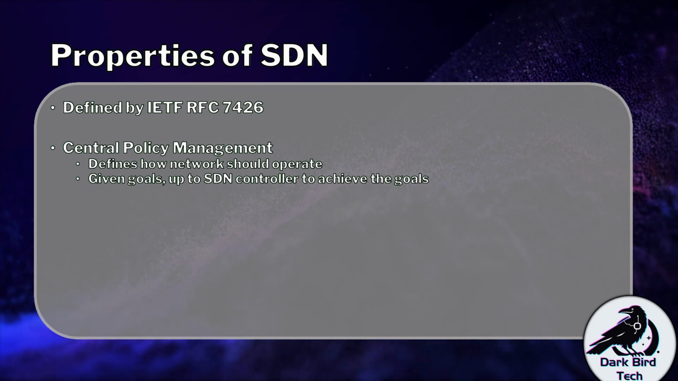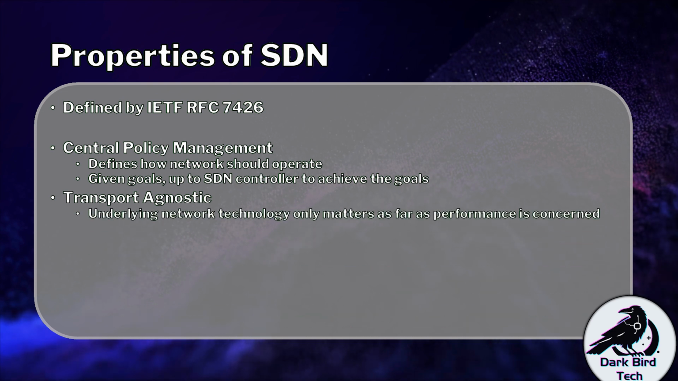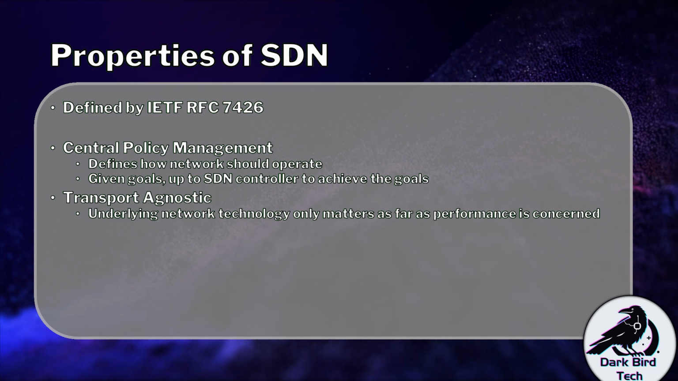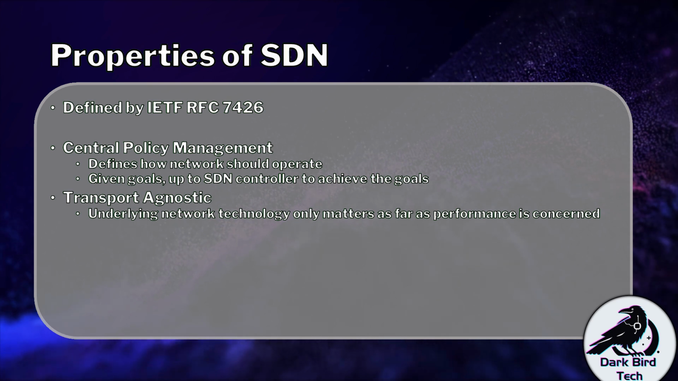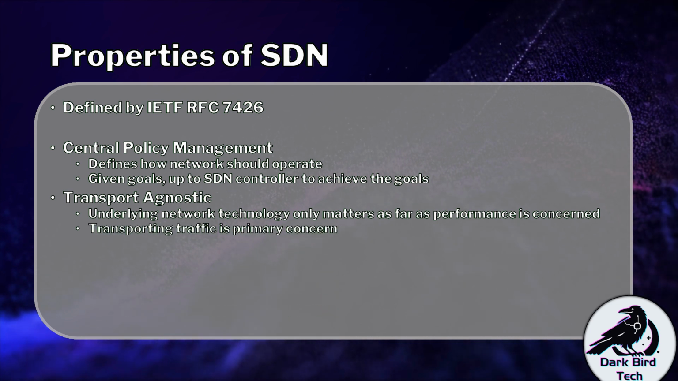Another cool thing is SDN is transport agnostic. It doesn't really care that much about the underlying network technology. It only pays attention to how that particular pathway through the network is performing. What's it doing? Is it able to meet the needs of the traffic and the specific service? Its only concern is transporting the traffic. That is it, and meeting those goals.